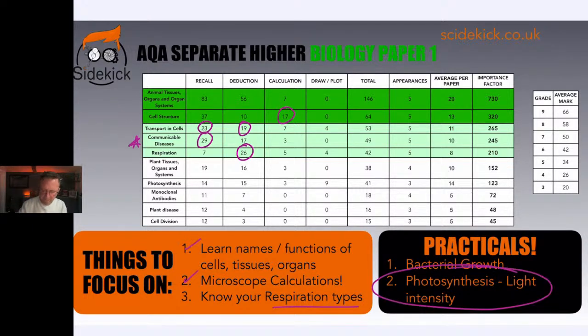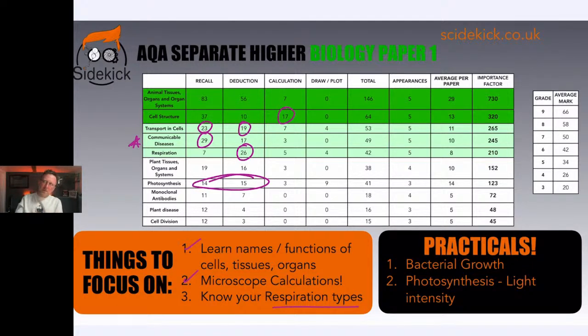And the other biggie is photosynthesis. And that's where a lot of these marks lie. Okay, the light intensity one, where you have to change where the light is, or the distance of the light, and how that affects the rate of photosynthesis. The pondweed one, basically, okay, where they're producing oxygen bubbles and you need to count the bubbles. So those are the top 5 things for biology paper 1.